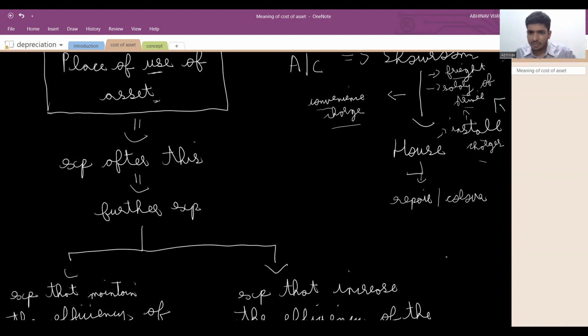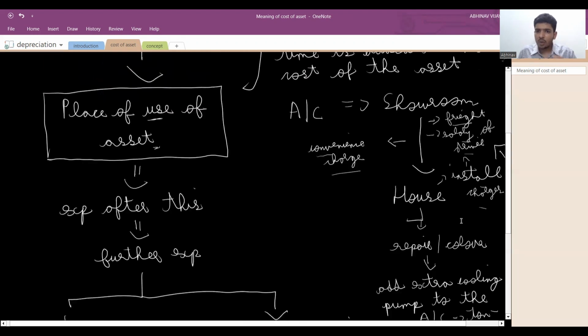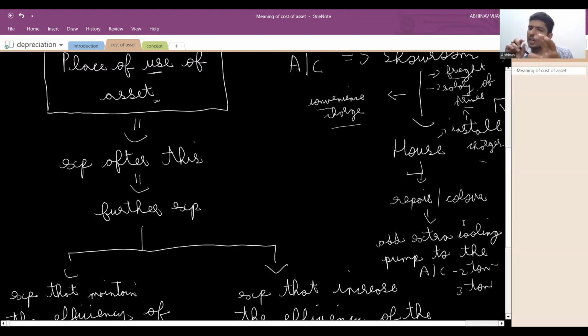Wait, for better clarity. Now, you repair after 1 year. After the second year, you add one extra cooling pump to the AC. It's very uncommon, but you add it. So now a 2-ton AC becomes a 3-ton AC, for clarity's sake. Now, again, we'll start with the example.